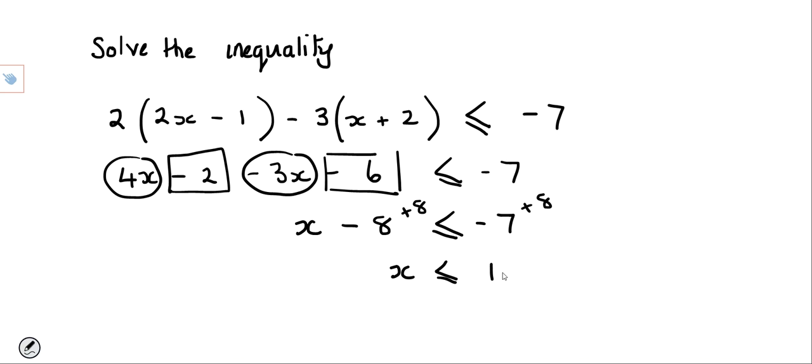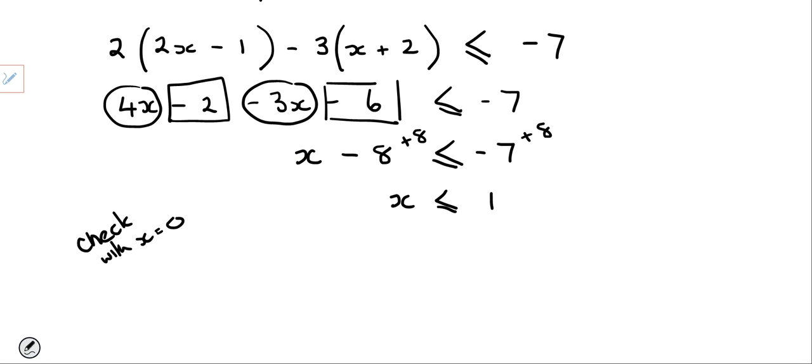So we can test with a negative number? You can, yeah. I would actually check with x equals 0. It's quite a nice one. You could use a negative, but should we just check with 0? Yeah. So I'm just going to rewrite all this out and say it's 2 times 2 times 0.